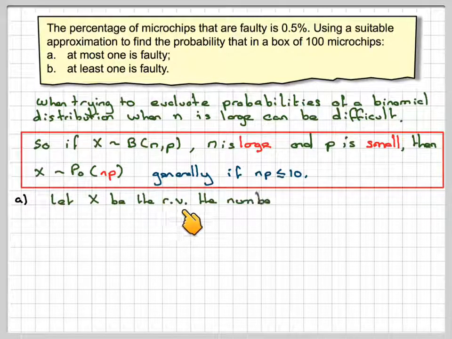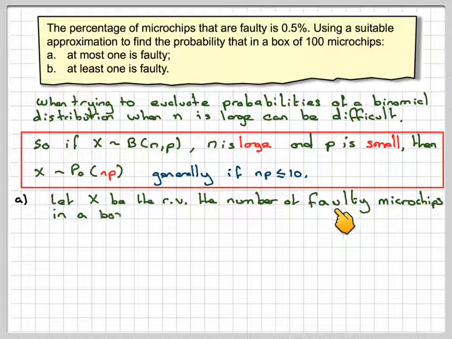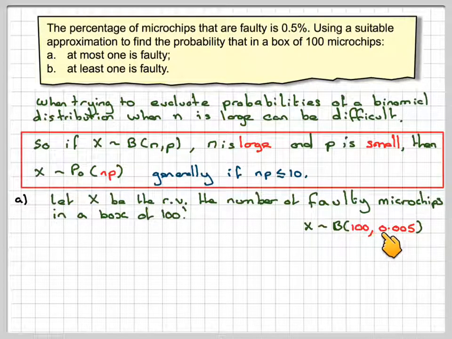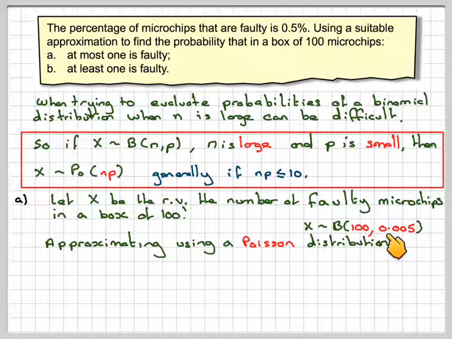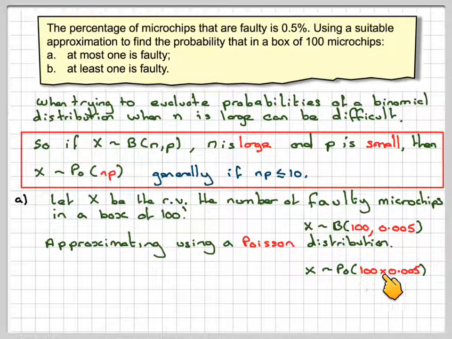So let X be the random variable of the number of faulty microchips in a box of 100. Then X is binomially distributed with 100 and a probability of success 0.005, because we've got 0.5% here, and we'll convert that to a probability, 0.005. Approximating using a Poisson distribution, and we could actually do this question just using the binomial as well, but we're asked to approximate using a suitable approximation. So we're going to approximate using a Poisson distribution. Then X will be Poisson distributed with 100 times 0.005.